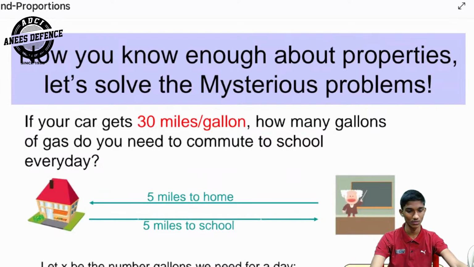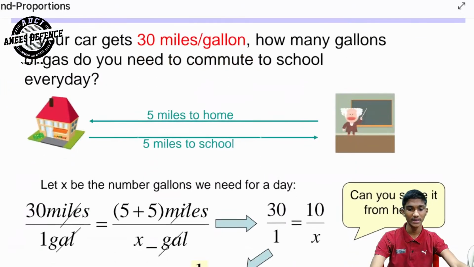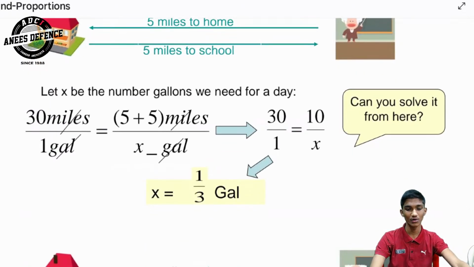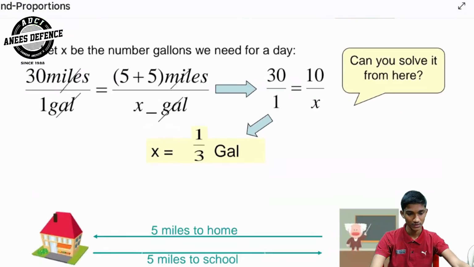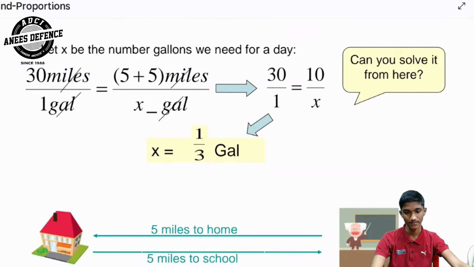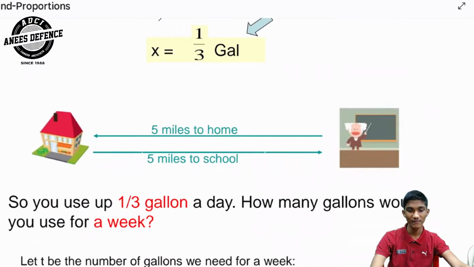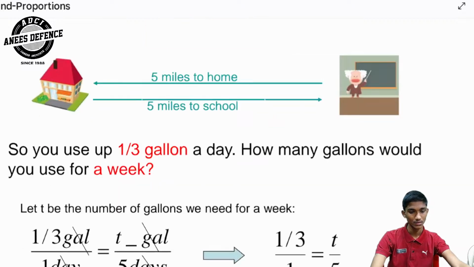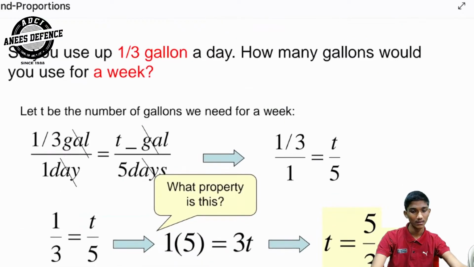Let's solve the mysterious problem. If your car gets 30 miles per gallon, how many gallons of gas do you need to commute to school every day? Now we will assume x is the number of gallons we need for a day. By simplifying it, x is 1 by 3 gallons per day. We have considered the days according to the working days of the school. So we use up 1 upon 3 gallon a day.